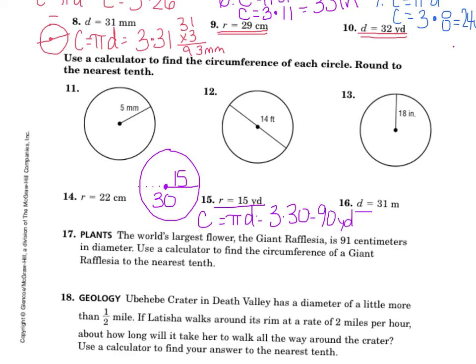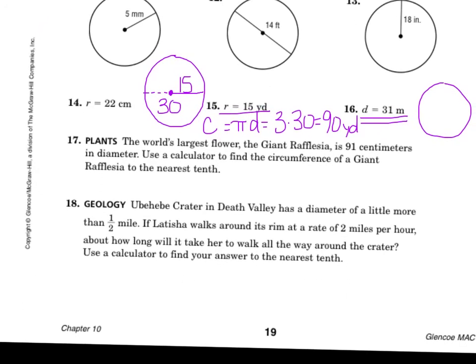Okay, you are going to do number 16 on your own. I want you to draw a picture for 16. Okay. Number 17, you're going to draw a picture for that. And number 18, you're going to draw a picture for that. Where it says use a calculator, no. I want you to use 3 for pi. Wavy lines mean it's about, not exact. So here you're going to use pi is approximately 3.